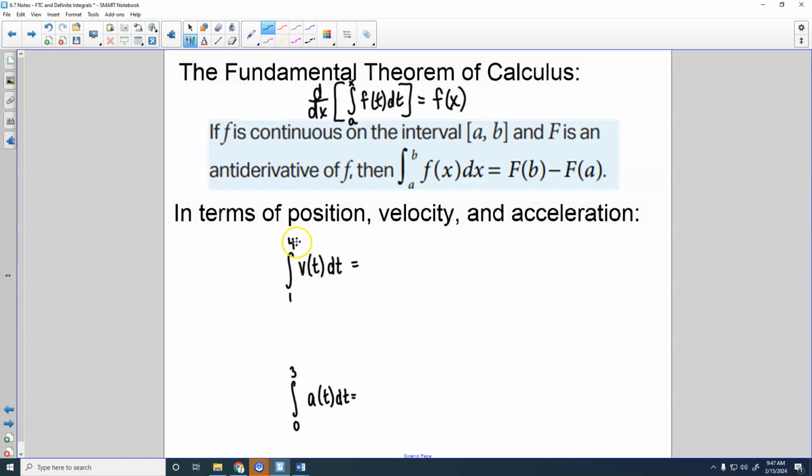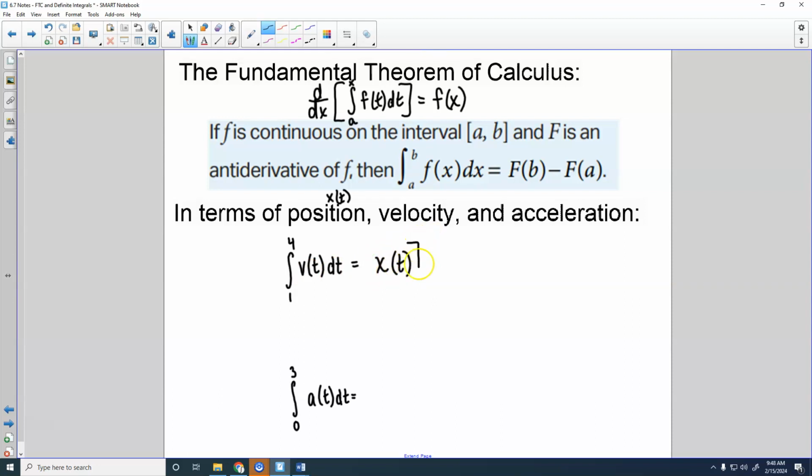So if I'm integrating from 1 to 4 v of t dt, when I integrate velocity, what do I get? Velocity is my first derivative, so if I go back, what function am I going to? Position. And typically, they usually use an s or an x for position. So when I integrate velocity, I will get x of t, the position.